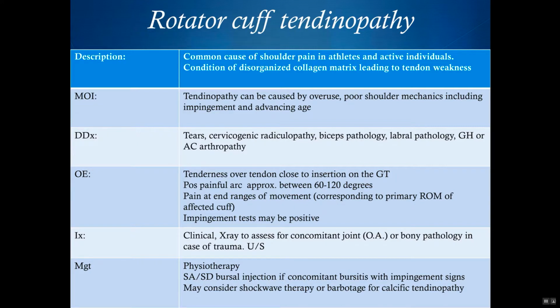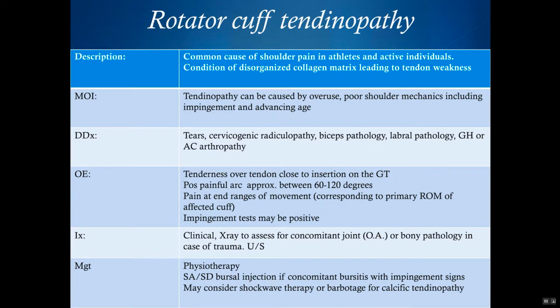Tenderness over the tendon, you may find on exam. You may have a positive painful arc, which has typically been mentioned to be between 60 and 120 degrees. You may find pain at the end ranges of movement, and your impingement test may be positive.